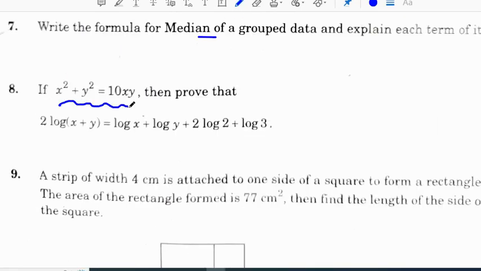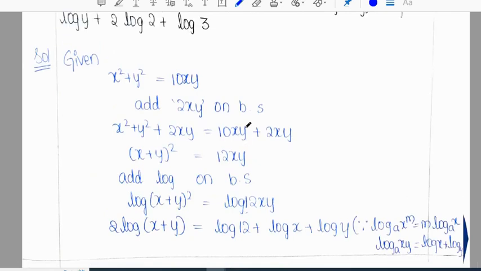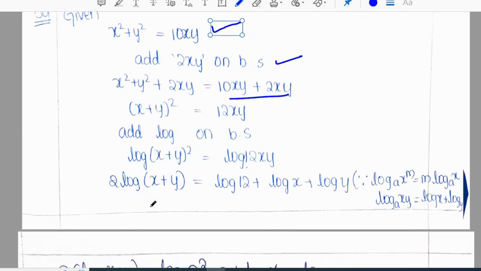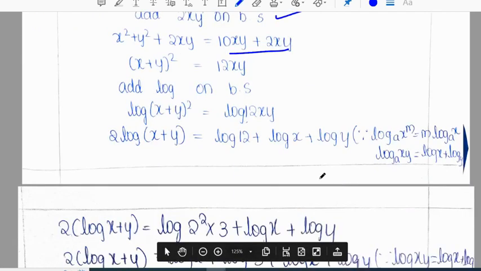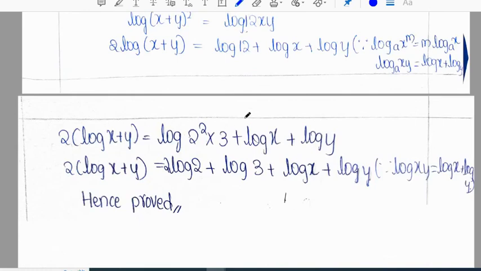If x square plus y square is equal to 10xy, prove that 2 log of x plus y is equal to log x plus log y plus 2 log 2 plus log 3. Given x square plus y square is equal to 10xy, add 2xy on both sides. It will be in the form of x plus y whole square is equal to 12xy. So taking log on both sides, log of x plus y whole square is equal to log 12xy. So 2 log of x plus y is equal to log 12 plus log x plus log y. Applying the formulas, 12 can be expressed as 2 square into 3. So 2 log 2 plus log 3 plus log x plus log y is the answer.